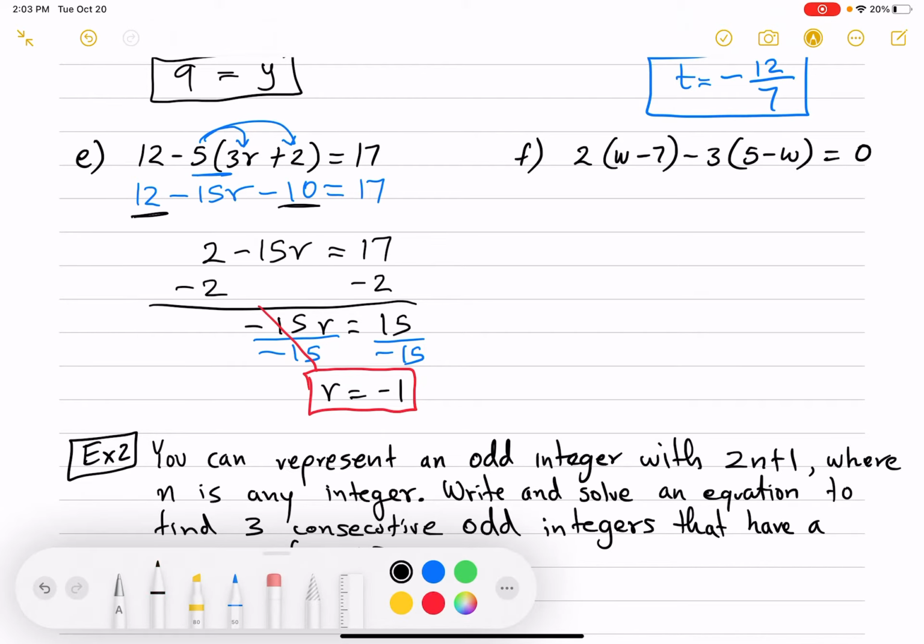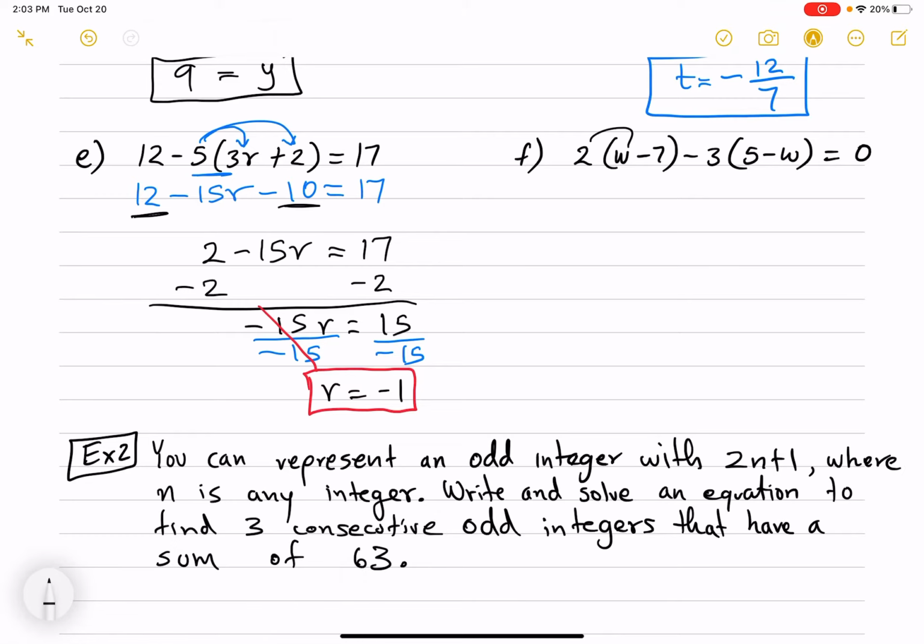So example 1F, part F, is the same thing. We're going to do that distributive property twice. On the first one, we're going to get 2 times W, which is 2W. 2 times negative 7, which is negative 14. Negative 3 times 5, which is negative 15. And negative times a negative makes positive.